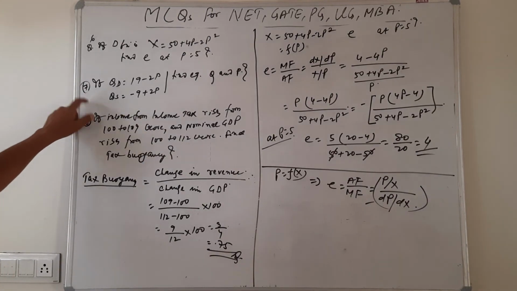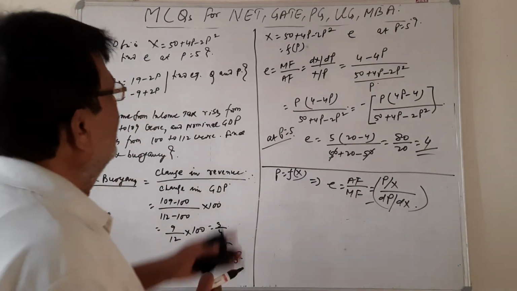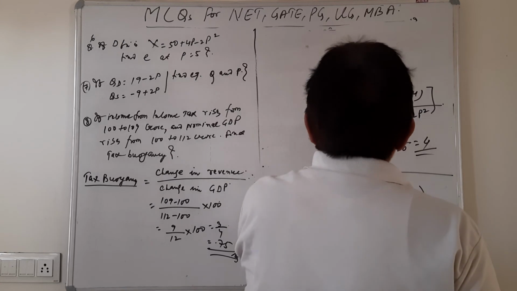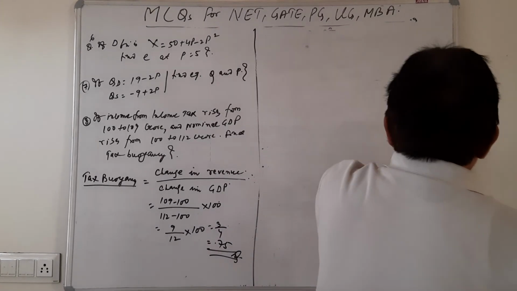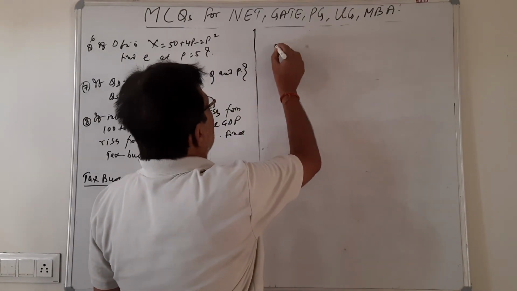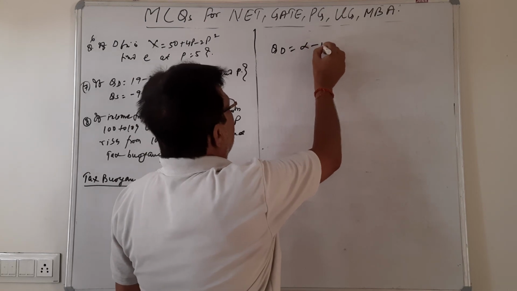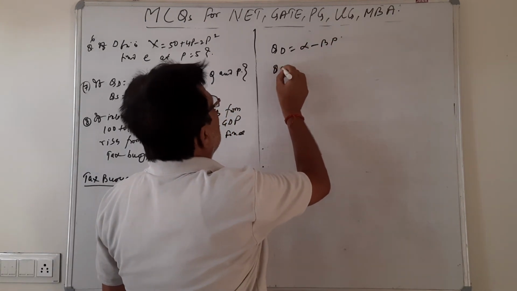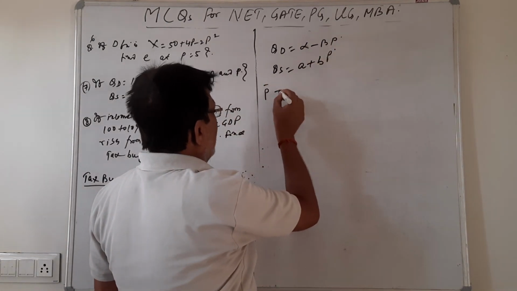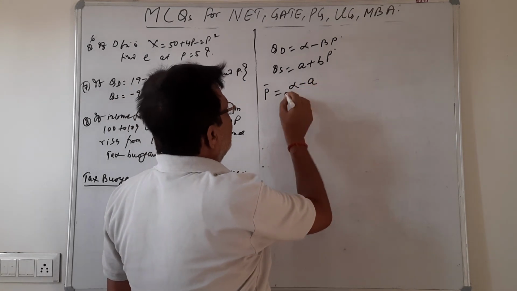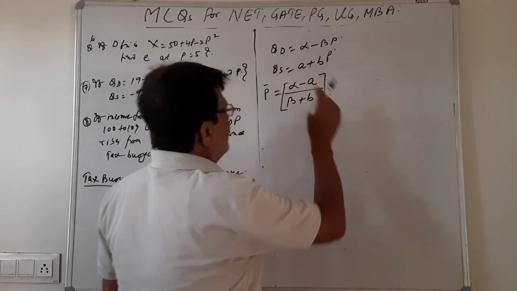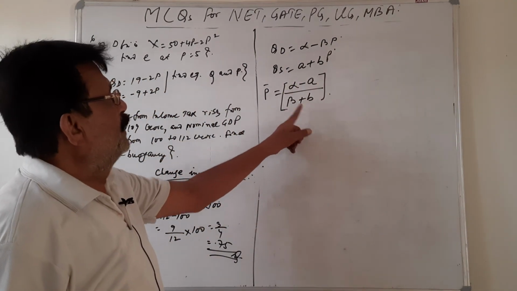Seventh one, this seventh sum was left over. The seventh sum is we are given the demand and supply functions, and we have to calculate the equilibrium price. So in this context, I am giving a shortcut formula. If QD is alpha minus beta P and QS is A plus BP, then equilibrium price would be alpha minus A divided by beta plus B. So the difference of intercepts and the sum of the slopes.